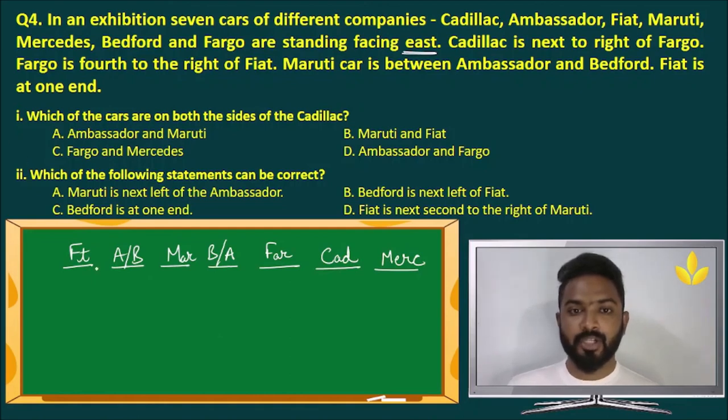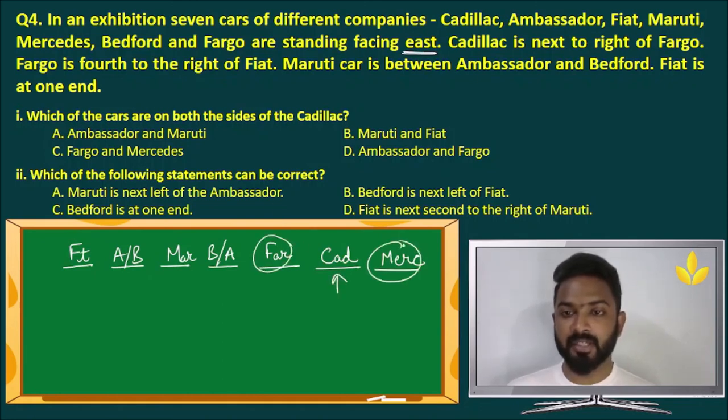Alright. Question number 1. Which of the cars are on both the sides of the Cadillac? Cadillac is over here. Both the sides are Fargo and Mercedes. Fargo and Mercedes, we have C as the answer. Fargo and Mercedes. Alright.